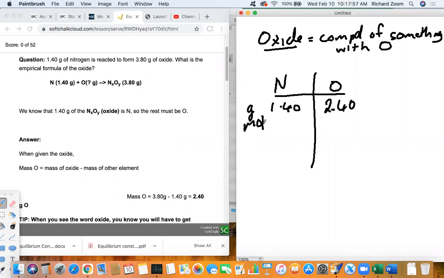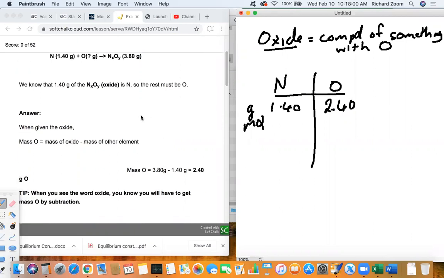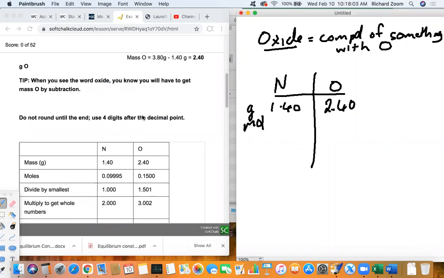So then we find the moles, and we do that by dividing by each atomic mass. 0.0995 and 0.150. It doesn't really matter how many sig figs you use here, because at the end you're only interested in whole numbers anyway. We divide through by the smallest. And that's going to be 1 and 1.501.